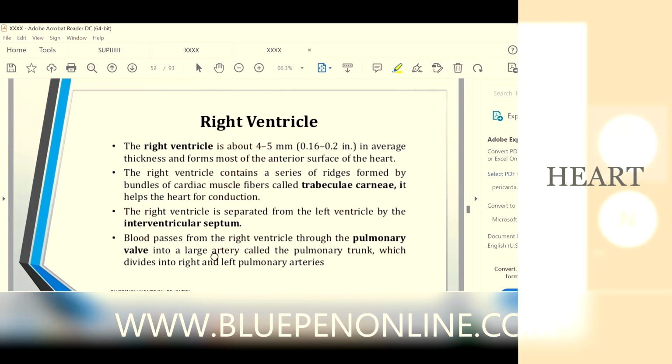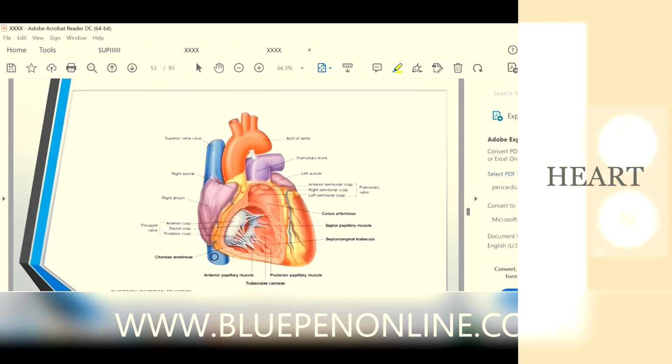And the right ventricle is separated from the left ventricle by the interventricular septum, and blood passes from the right ventricle through the pulmonary valve into a large artery, that is the pulmonary trunk, and it is divided into right and left pulmonary arteries. Okay, see here, this is the tricuspid valve. So here it is divided into anterior cusp, septal cusp, and posterior cusp.